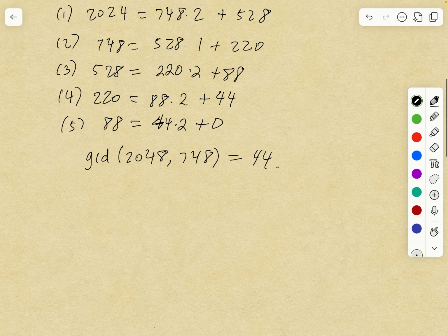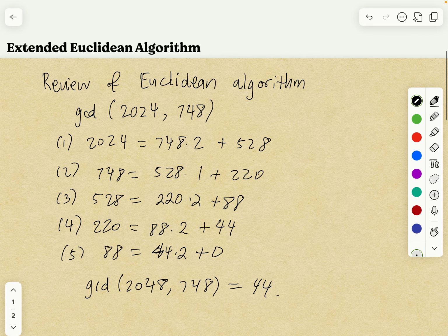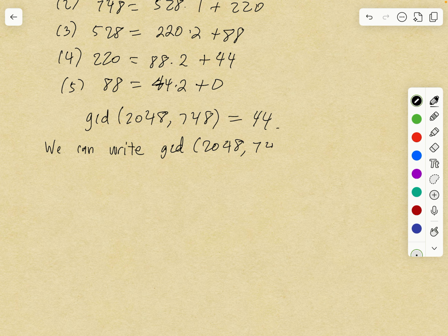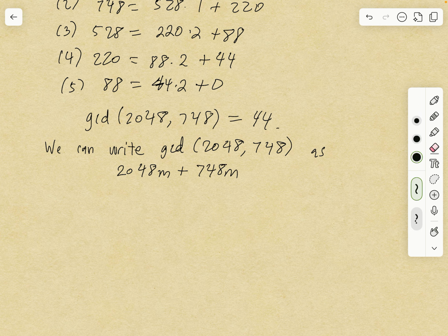And now we're going to get to the title of this video, the extended Euclidean algorithm. The extended Euclidean algorithm is a way to write the GCD in terms of the two numbers you started out with. So we can write this GCD as 2024m plus 748n for some integers m and n.